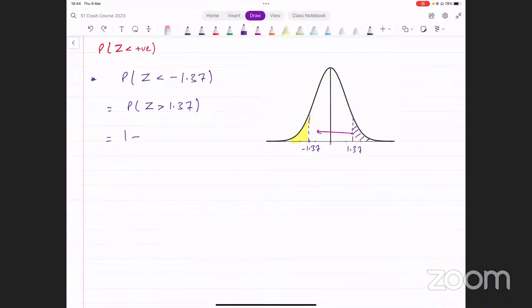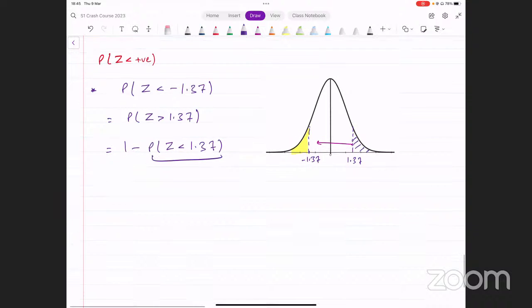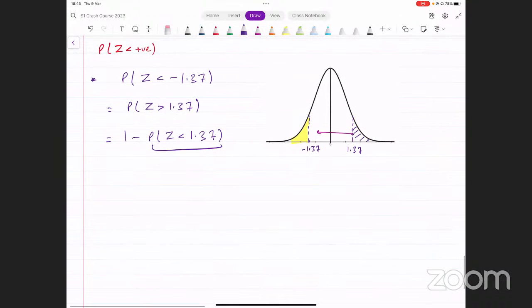So that's what we do. We say, let's do 1 minus the probability of z less than 1.37. And that is something that we can use the table for. Now we go to the table, find this probability, subtract that from 1, and that would give us the result. Now let's use the table to find this probability. Now this is the standard form, z less than a positive number. We can use the table for this.